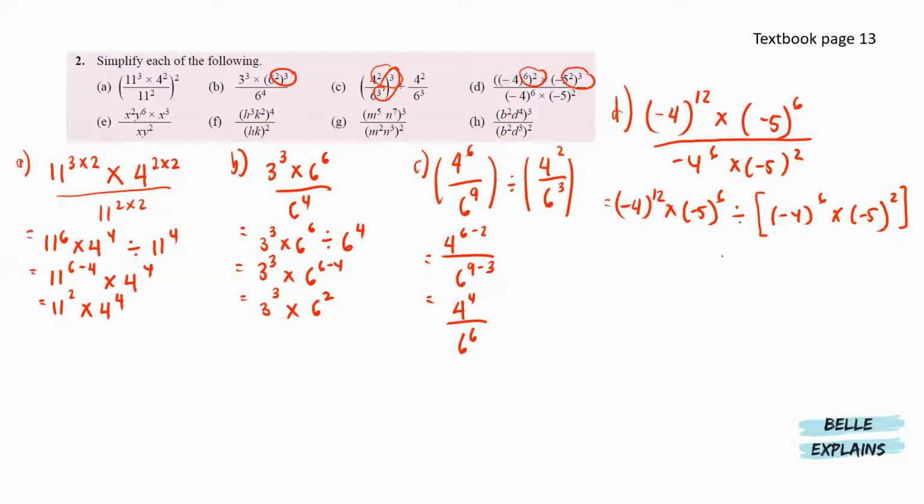So we'll bring the same bases together. We have negative 4. So here there is a divide, right? So we'll be subtracting the indexes. We have 12 minus 6 for the base of negative 4, and negative 5. Negative 5 has the power of 6 and 2, and the division here means we have to subtract. So we have 6 minus 2. That gives us negative 4 to the power of 6 times negative 5 to the power of 4.